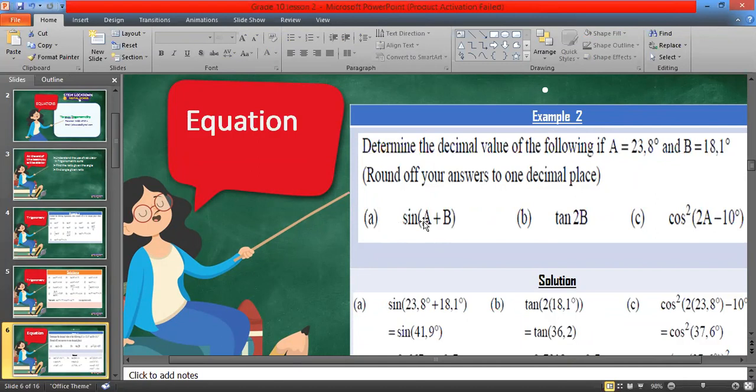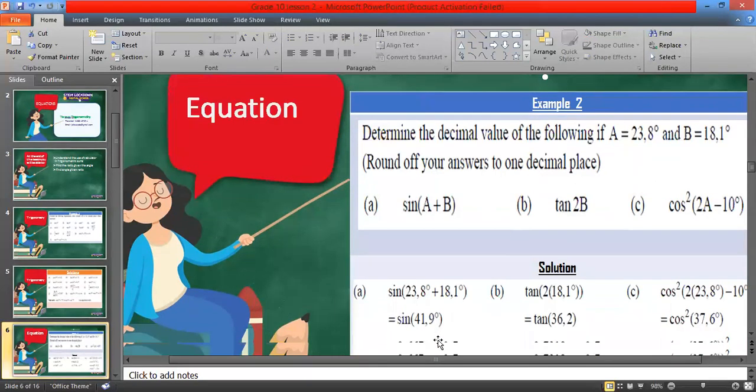So all you need to do is substitute your values of A and B: 23,8 plus 18,1, and then you punch that. So you put sine of 23,8 plus 18,1, and then that gives you sine 41,9, and then you punch your answer to get what? Your answer is 0,667. Yeah, 0,667.